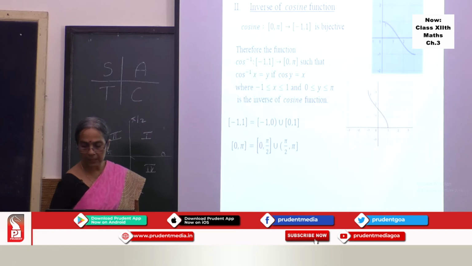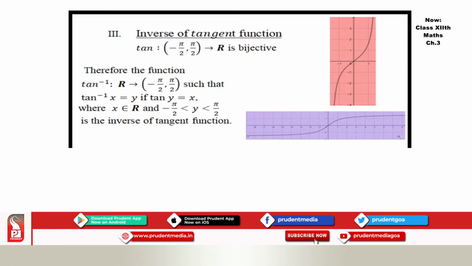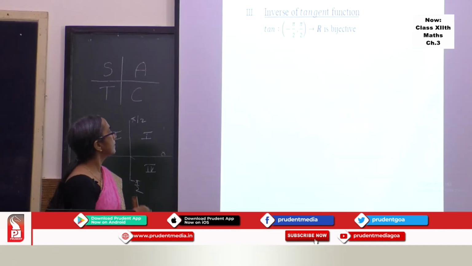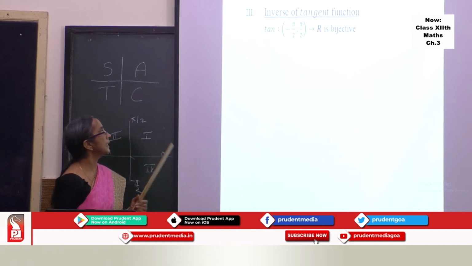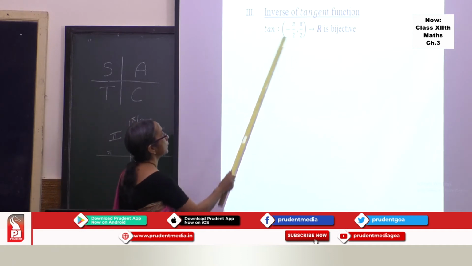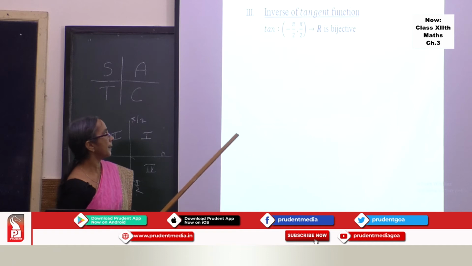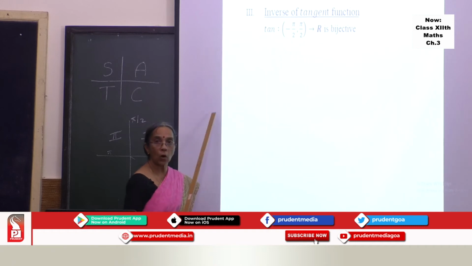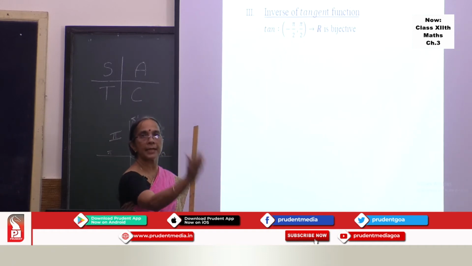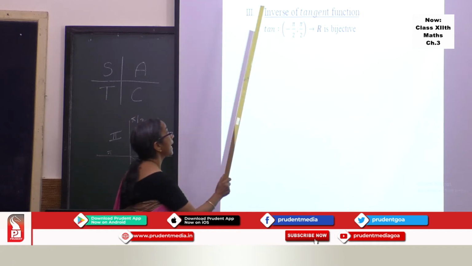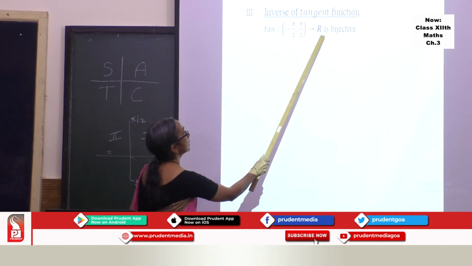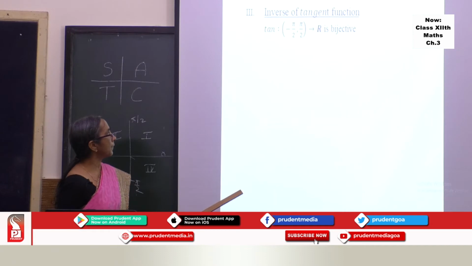Okay, now let us go to the next trigonometric function, after sine and cosine, the tangent function or tan function, and the inverse of the tangent function. The tangent function from the open interval minus pi by 2 to pi by 2 to R is bijective. What is an open interval? It is also the set of all real numbers between minus pi by 2 and pi by 2, but excluding minus pi by 2 and pi by 2. And the codomain is R.